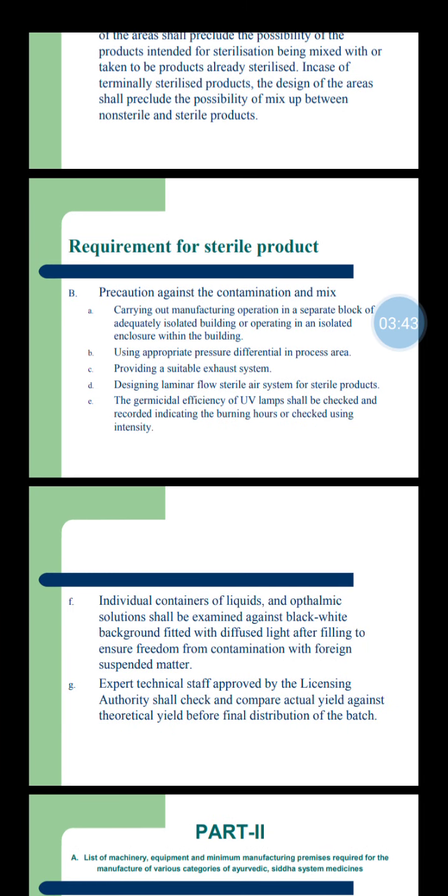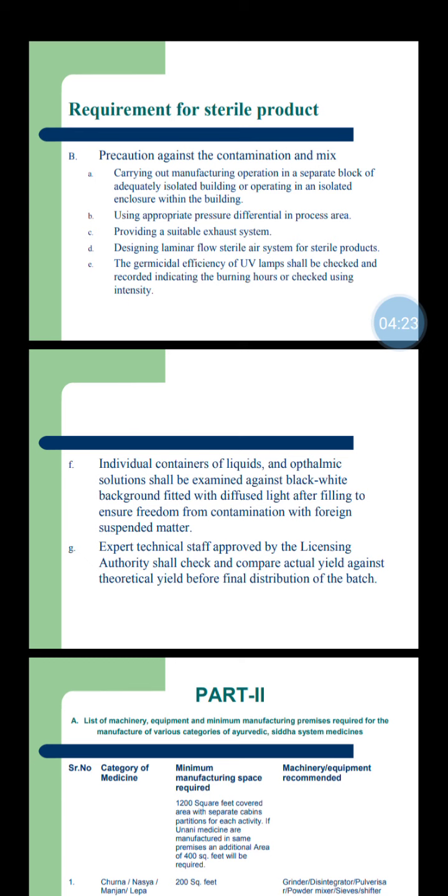Then providing a suitable exhaust system. It is important that there is provision of a suitable exhaust system. Then designing a laminar flow sterilized air system for sterile products. The germicidal efficiency of the UV lamps shall be checked and recorded, indicating the burning hours of the lamp, by checking using intensity. These are the precautions against contamination and mix-up.